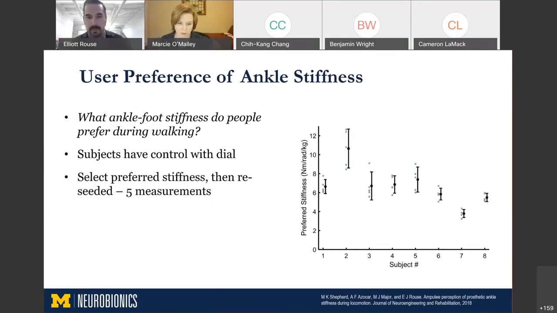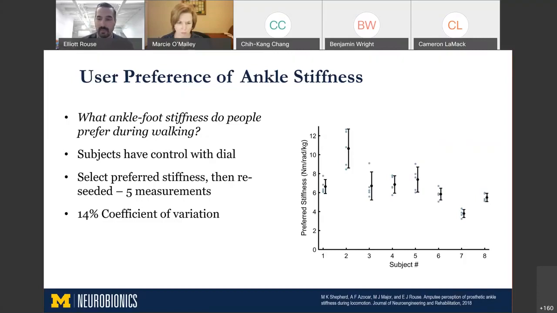So we're looking at preferred stiffness here for each subject. There are two things that I'd like to draw your attention to. The first is, people are very consistent. The coefficient of variation here is 14%. So people are actually surprisingly reliable when selecting their preferred stiffness.